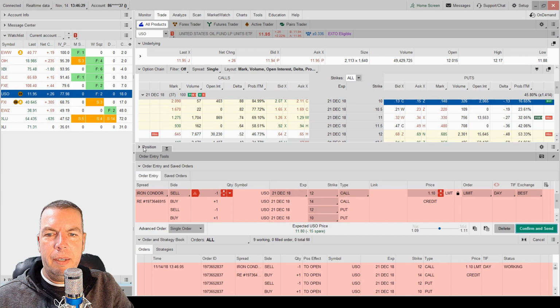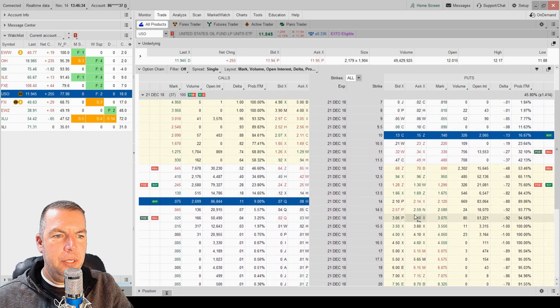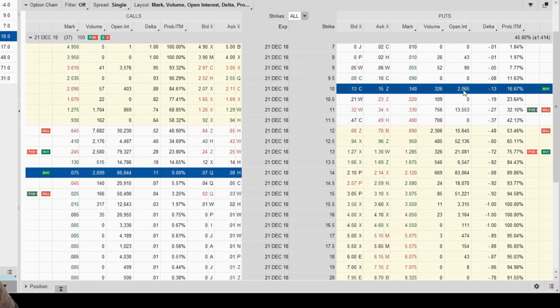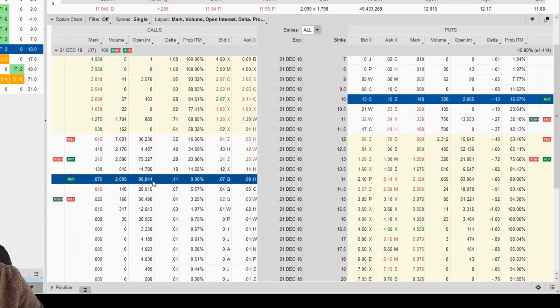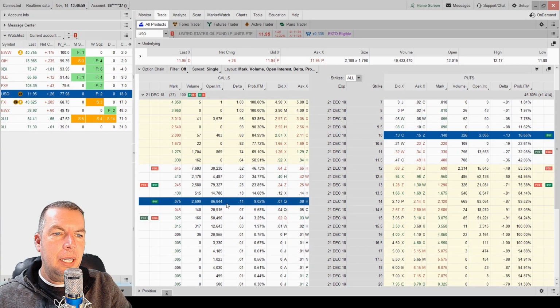We have some good volume in these stocks. You can see that our sold strikes here have 15,000. Our bought positions here on the put side have 2,000. And then over here on the call side, you can see that we have 30,000 open interest on this one, 7,000 traded today, and then we've got 86,000 open contracts here as well. So lots of open interest on these positions. Let's just let that work here a little bit.